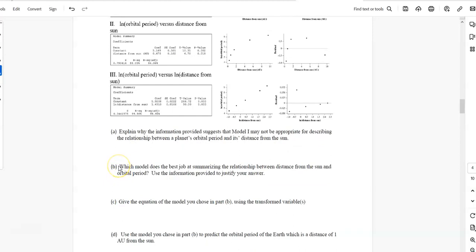So B, which model does the best job at summarizing the relationship between distance from the sun and orbital period? I would say that this one does, because it has more scatter here, and it does look more linear as well here. I was trying to see the R value, but I think the R value might be a little higher there as well. R squared is pretty high there. Yeah, 99.9. So R has to be a little bigger than that one.